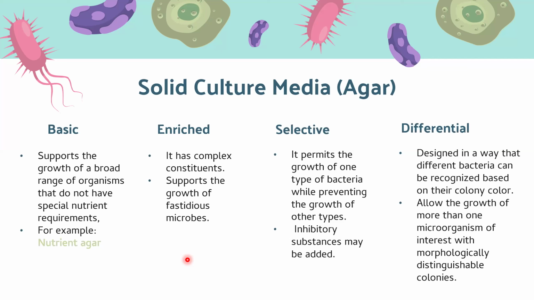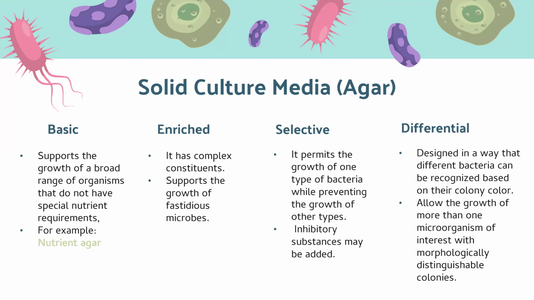Next is a selective media. From the name again, selective means that it's going to be super specific, right? It's very picky. So a selective culture media is only going to permit the growth of a specific type of bacteria while preventing the growth of other types of bacteria. The way that it does that is that it's going to have inhibitory substances like bile salts, antibiotics, dyes, chemicals, you name it.